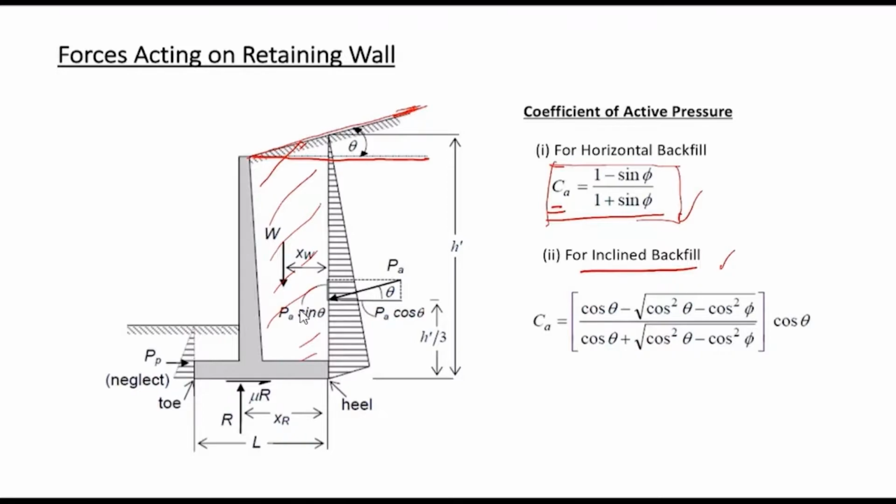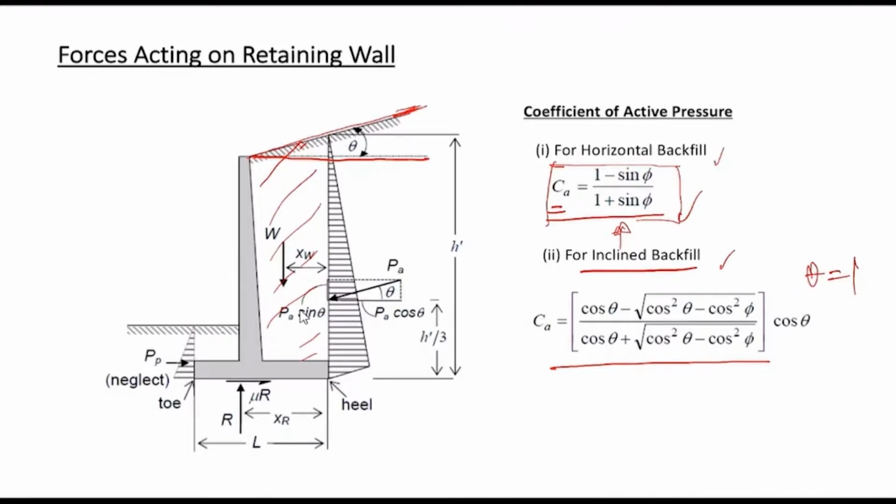So the coefficient of active earth pressure for horizontal fill will be equal to (1 minus sin phi) divided by (1 plus sin phi), and for inclined backfill it will be like this. We will have to include this theta. If you assume that theta equals 0, this equation will become this equation. Here theta is the angle of inclination and phi is the angle of internal friction or angle of repose.